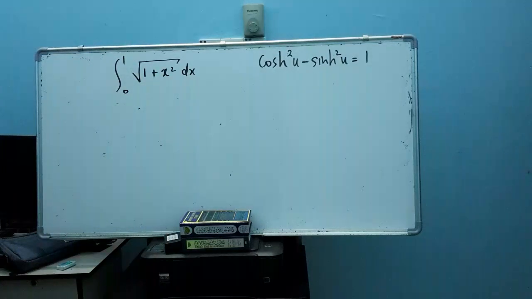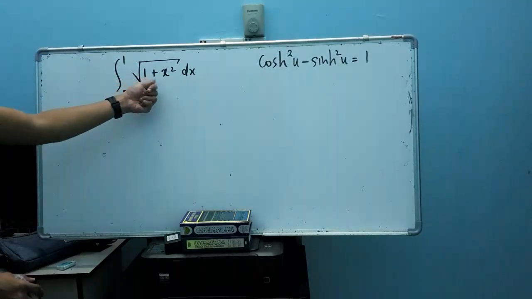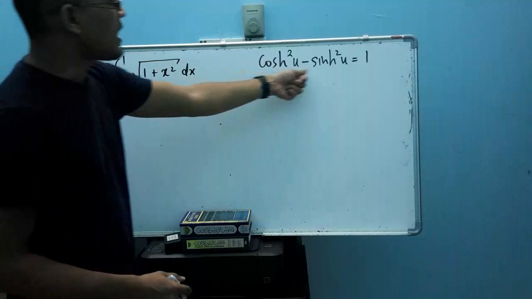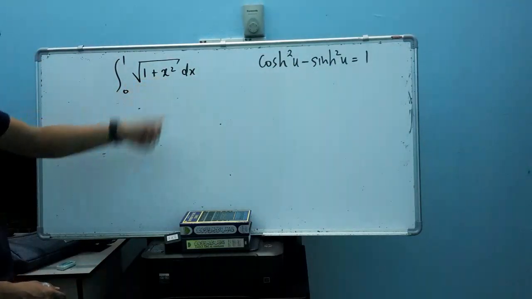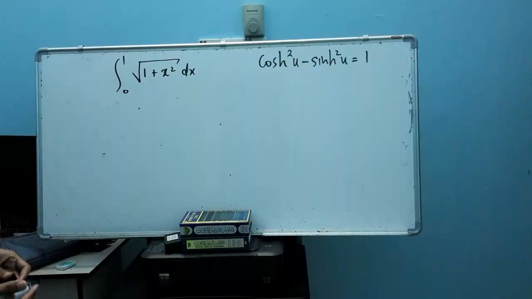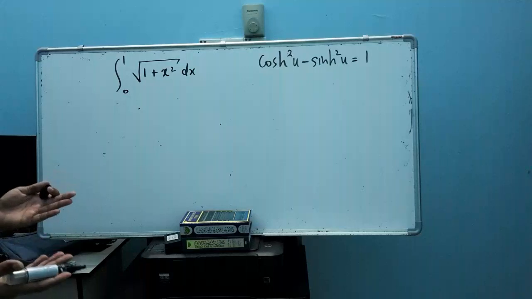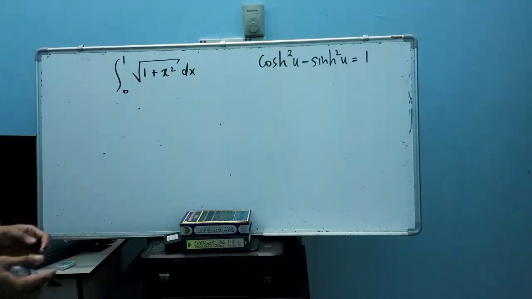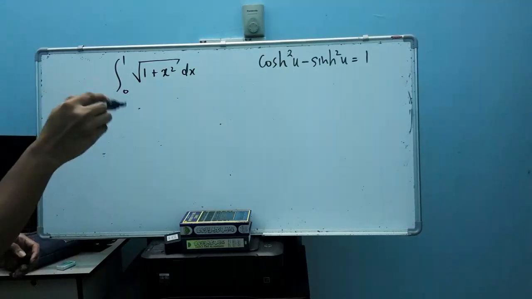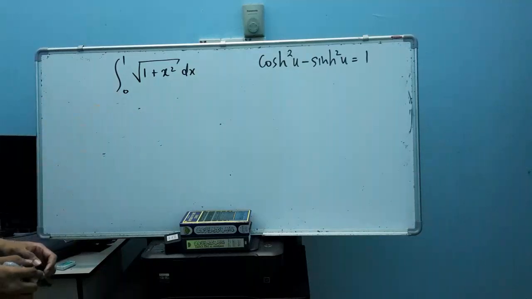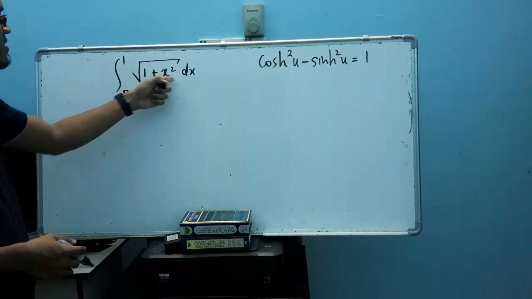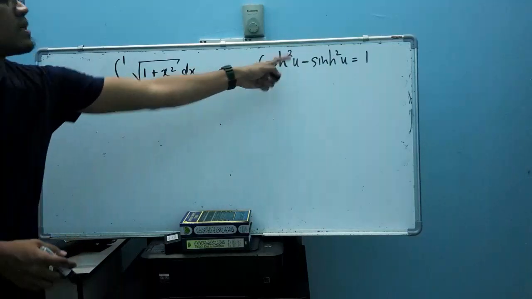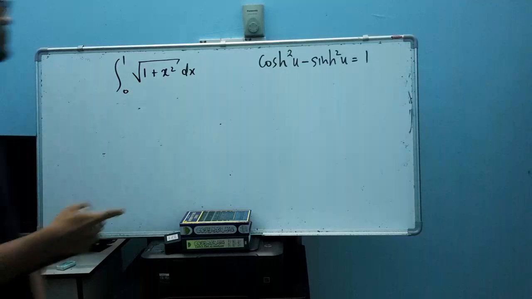Because of what? Because we have a plus here. When we have 1 plus x squared, we will use this identity. And if we have 1 minus x squared, then you just use the trigonometric identity: sine squared u plus cosine squared u is equal to 1. That is for when you have a minus, but if you have 1 plus x squared, you can use this identity.